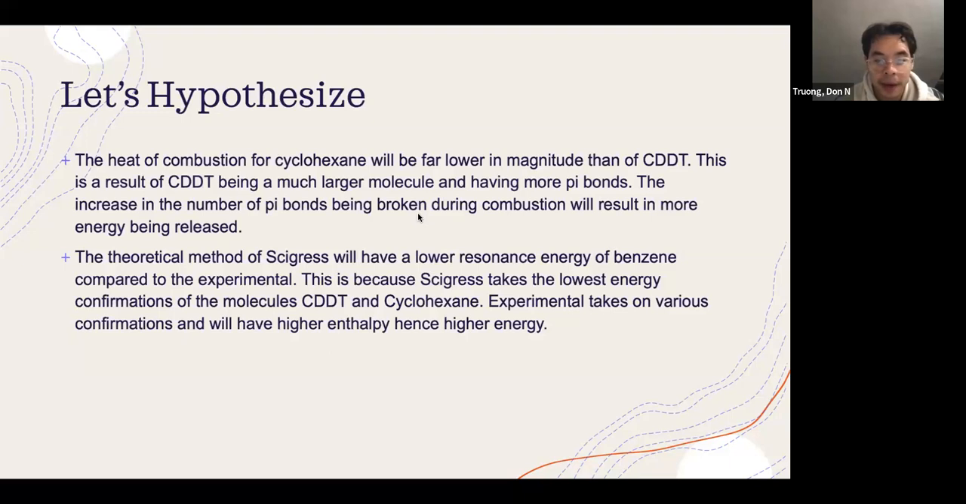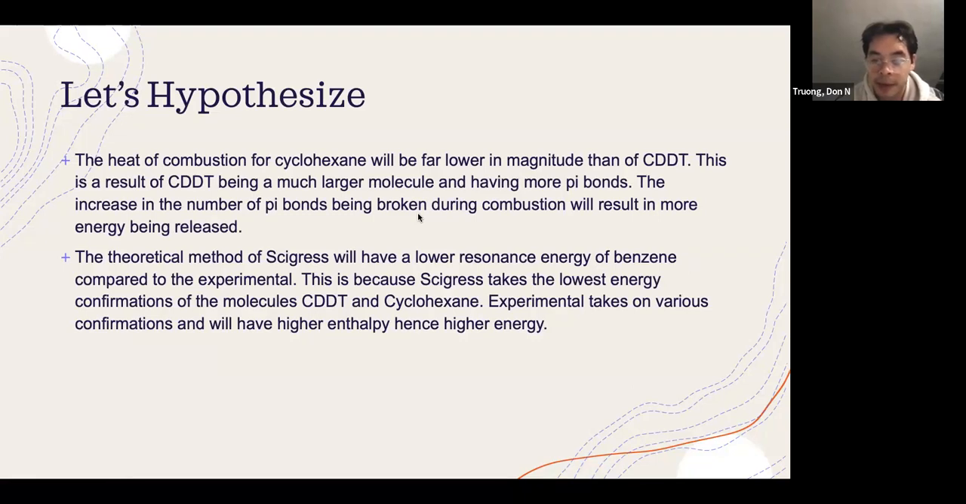And so we came up with some hypotheses. The first one was that CDDT will have a higher heat of combustion compared to cyclohexene, and that's because it has more double bonds and is larger. And so the amount of pi bonds that are getting broken will result in more energy being released.